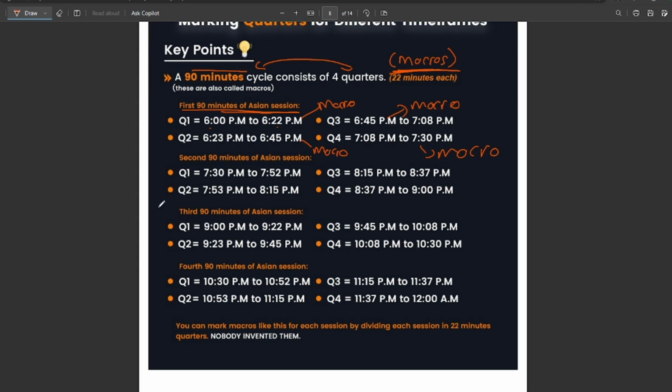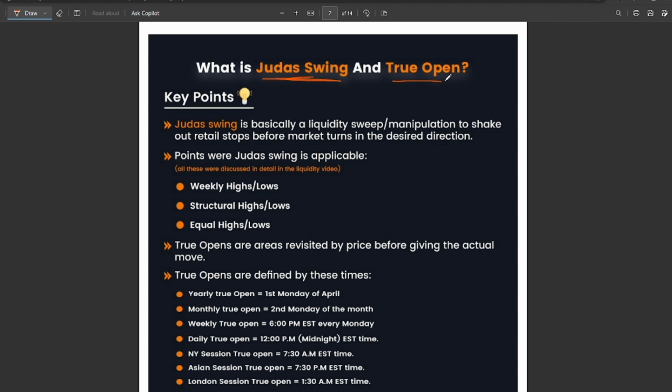As you might know, Q1, Q2, Q3 and Q4 have different purposes. So let's see how to use them and do actual trading. Now before moving to the functions of Q1, Q2, Q3 and Q4, we must know 2 basic terms, that is Judas swing and true opens. Judas swing is basically a different term to represent a liquidity sweep, and all of the liquidity sweep scenarios discussed in the liquidity video are applied here. Judas swing is applicable on weekly highs and lows, structural highs and lows, equal highs and lows. So these are the 3 points where Judas swing can be applicable.